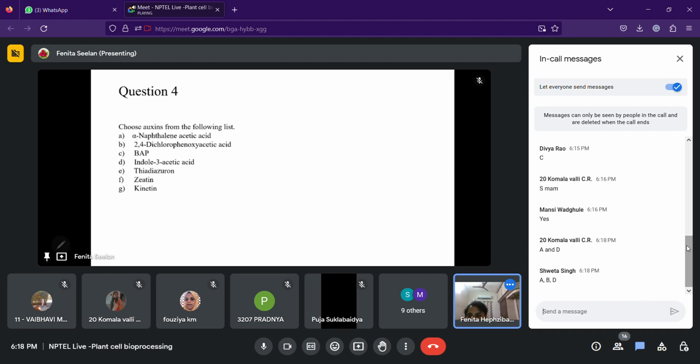A is alpha naphthalene acetic acid. B is 2,4-dichlorophenoxyacetic acid. D is IAA. Yes, the answer is Shweta's, which is A, B, and D: alpha naphthalene acetic acid, which we call NAA, and 2,4-D, which is 2,4-dichlorophenoxyacetic acid. Indole 3 acetic acid is IAA.